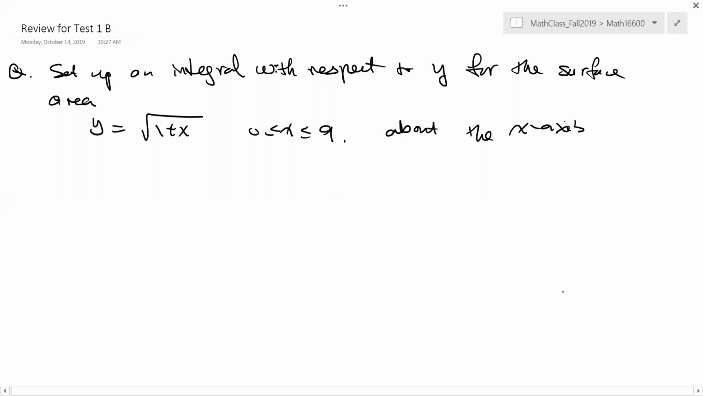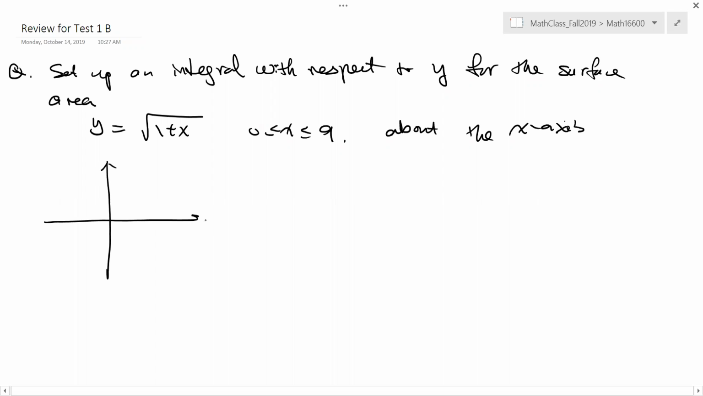Okay, so here's the problem. Set up an integral with respect to the y variable for the surface area. The surface is generated by this function rotated about the x-axis. Step 1, you have the graph.